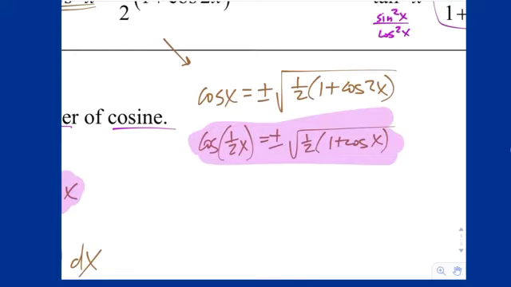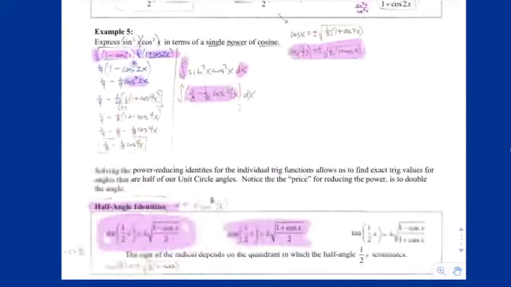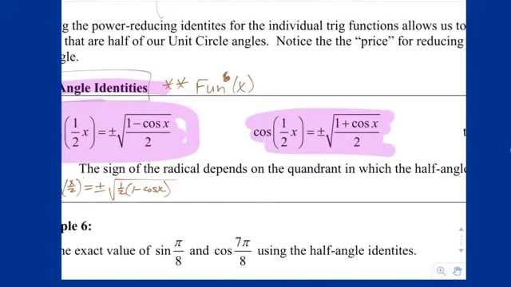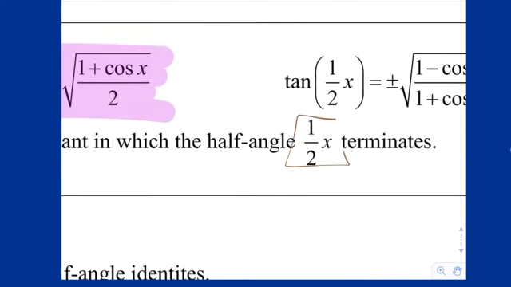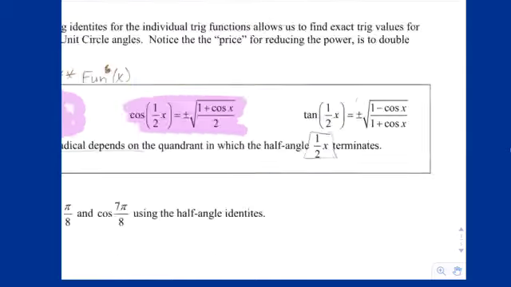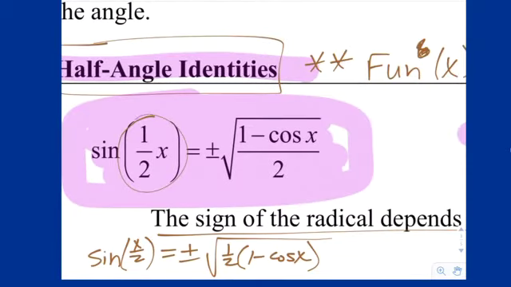Anyway, the thing about the plus or minus, whenever we're going to be using this, we can't leave it as plus or minus, because that would indicate 2 solutions, and we're only going to have 1 solution. So what makes this partly fun is the fact that we get to choose whether it's supposed to be plus or minus, and there is a right answer to that. So if you look down here, it says the sign of the radical, which you have to choose, will depend upon the quadrant in which the half angle terminates, which is basically the angle we're starting with.